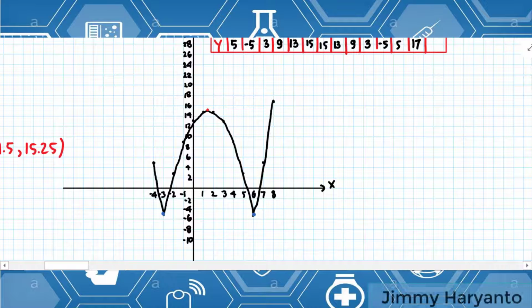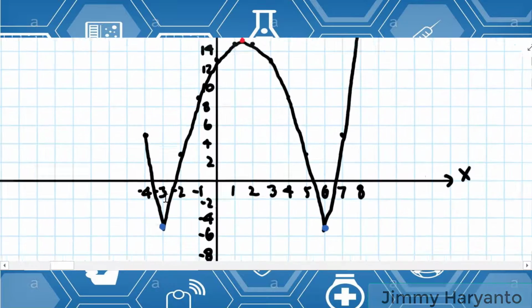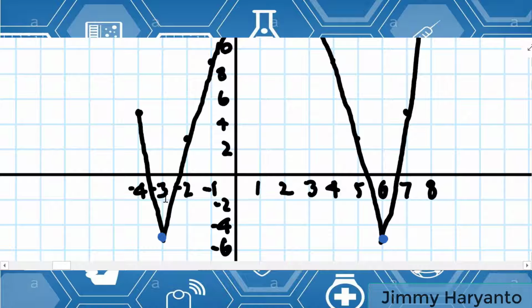The next question will be the x-intercept. The question says estimate, not calculate. It's different. So for estimate, you can use your graph to find the x-intercept. Which one? The x-intercepts are the green dots. This one, this one, this one, and this one.